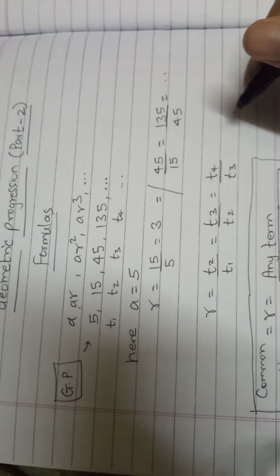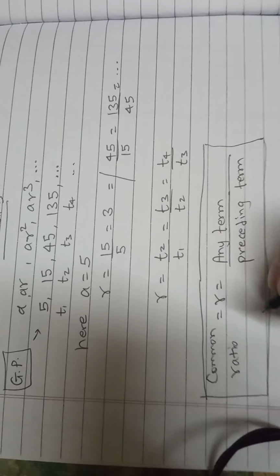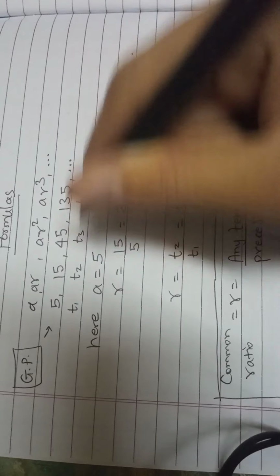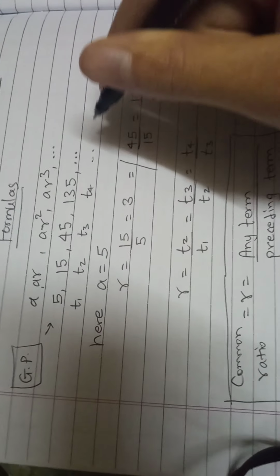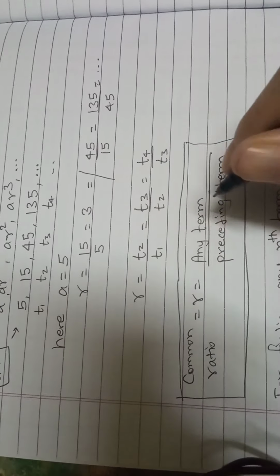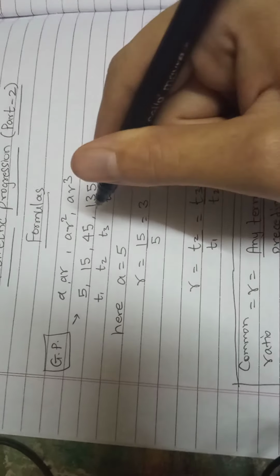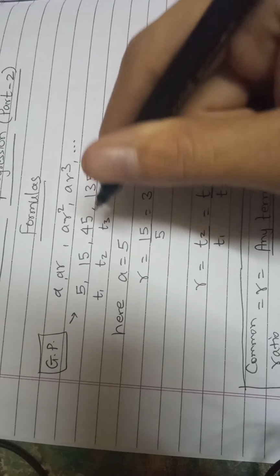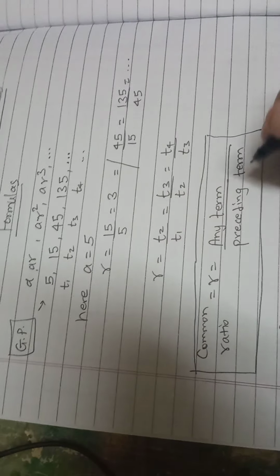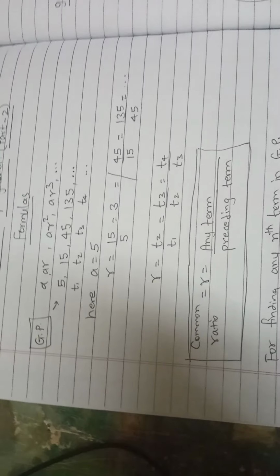So we can generalize this as: common ratio r is equal to any term in this geometric progression divided by its previous term, that is, any term divided by the preceding term. If we take 135 and divide by 45, it will give the answer 3, that is the common ratio 3. Hence we got the formula for the common ratio r.